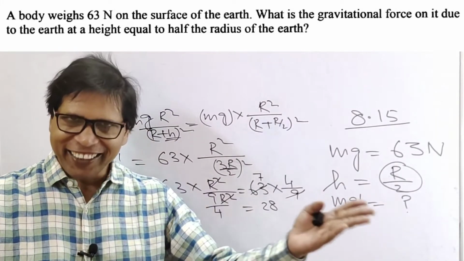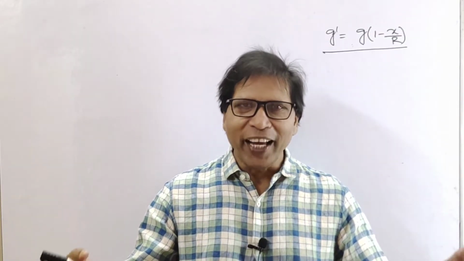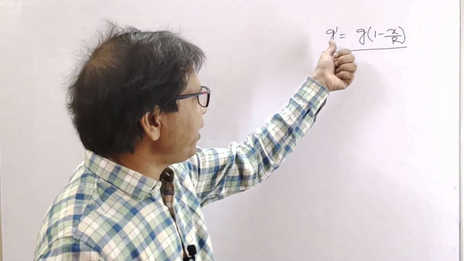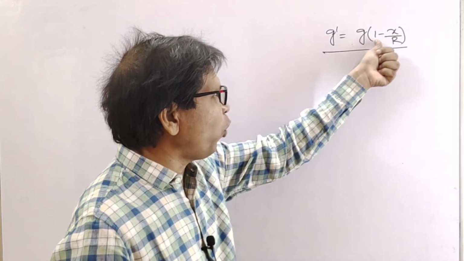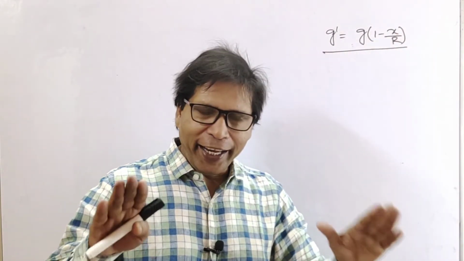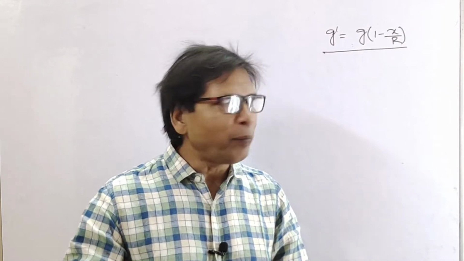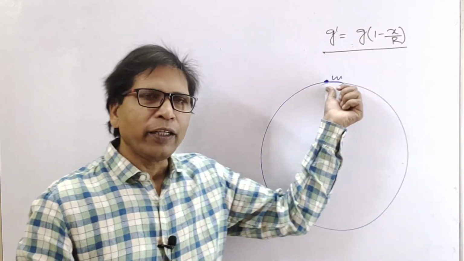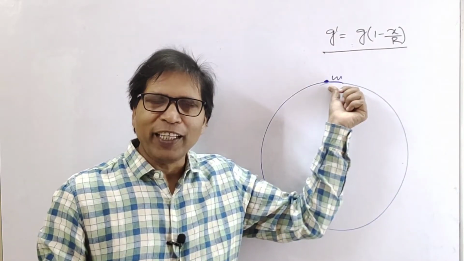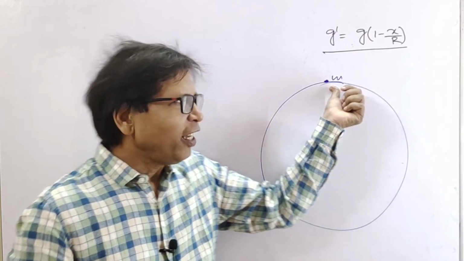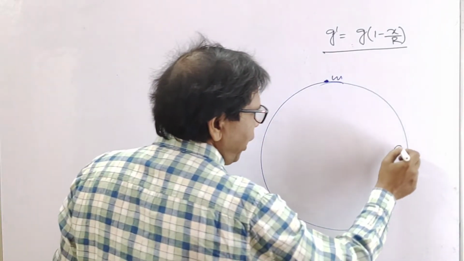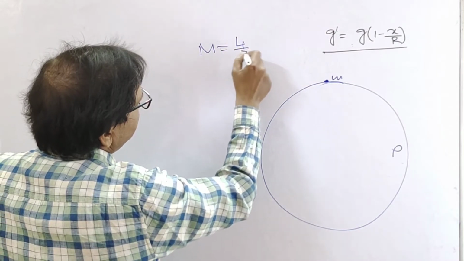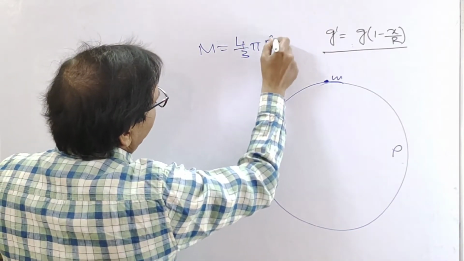Okay, understood? Next, we have to establish the relation of g with depth, that is g' equals g into (1 minus x by R), where x is the depth from the earth's surface and g is the acceleration due to gravity. Suppose an object of mass m is on the earth's surface. If rho be the mean density of the earth, then its mass capital M is 4/3 pi capital R cubed into rho.